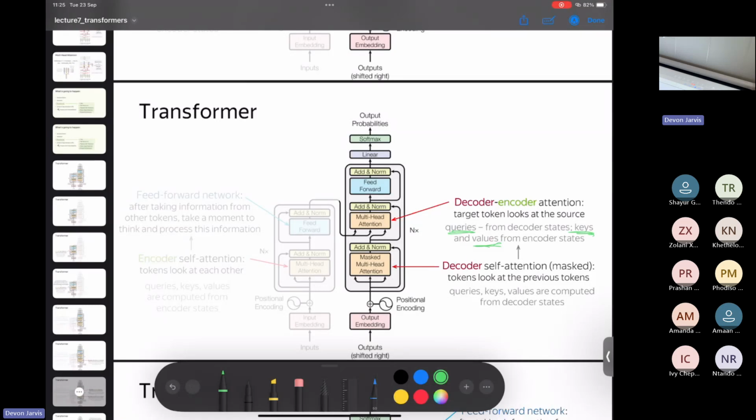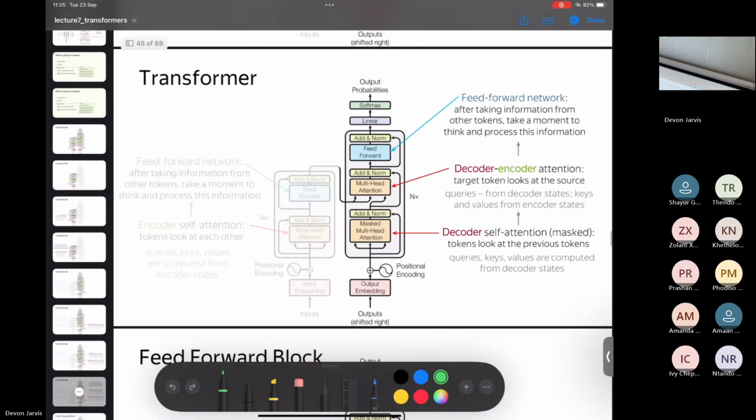Really, this masked multi-head attention is just trying to understand what it should even ask the encoder for next. And then your keys in your encoder are signaling that that information is present, and the values are the information itself. Okay, following on from that, you then get a feed-forward neural network. So again, after taking information from the other tokens, take a moment to think, process, and combine all this information together.